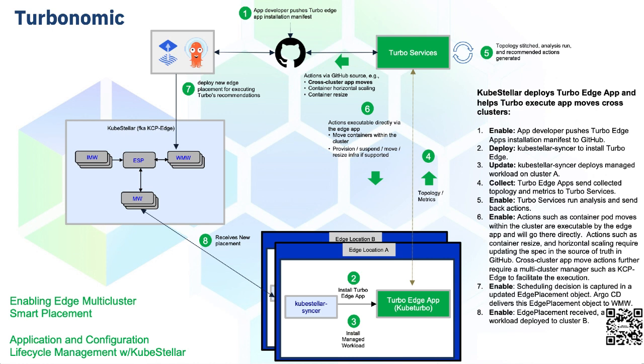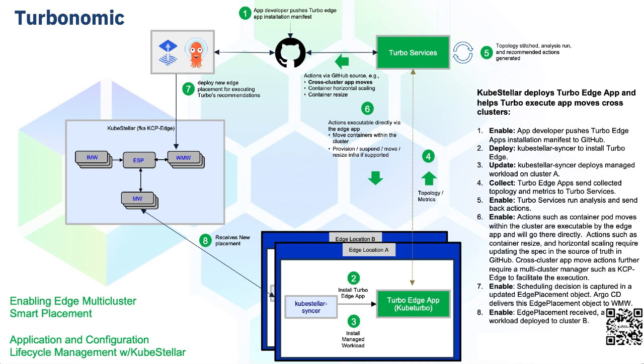Turbonomic plays the role of the brain to make placement decisions and write that decision to Git. On the other hand, KCP-Edge plays the role of the actuator, which executes those placement decisions. That's the overview of this piece of work.